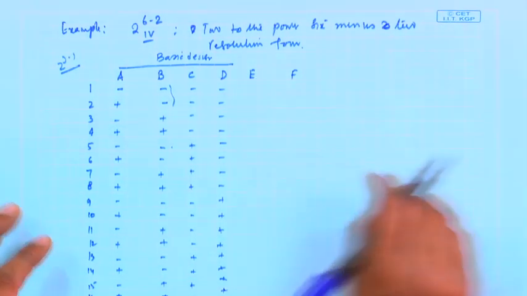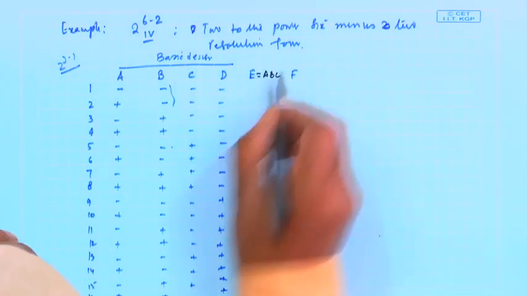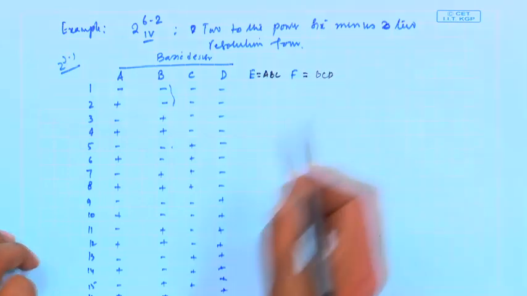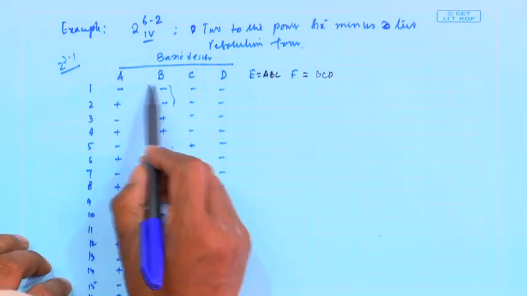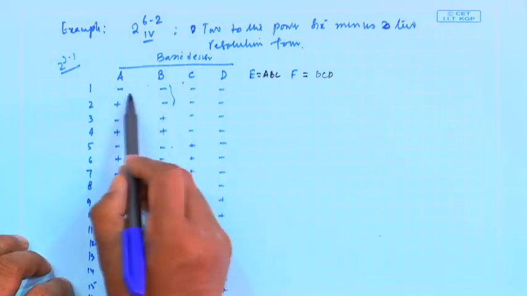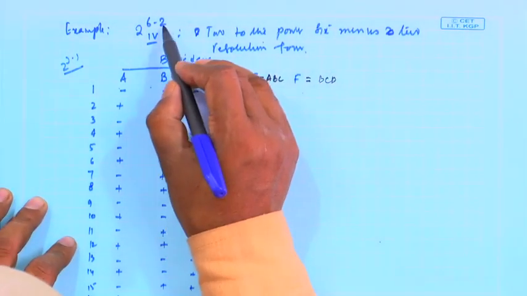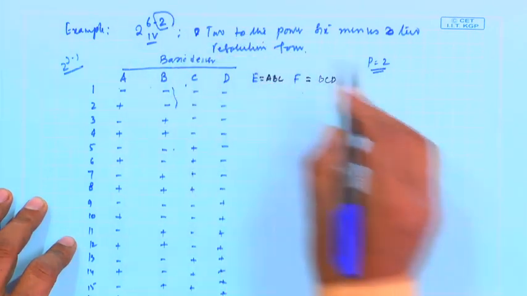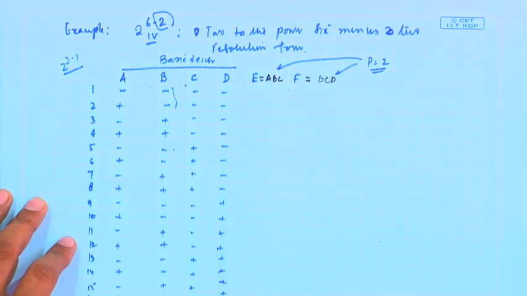Now, you will create the generators. So, you can write down E equal to ABC and F equal to, let it be, BCD. Okay. So, A, B, C, these three column signs will be multiplied and you will fill up this column for E, and for F fill up this column. As p equal to 2, you have two generators.